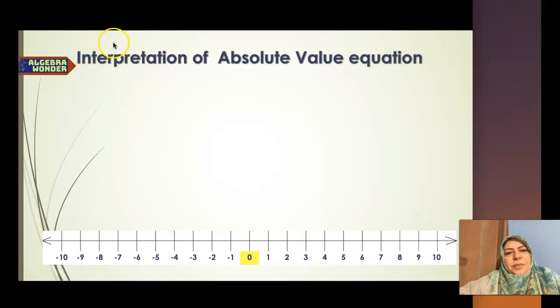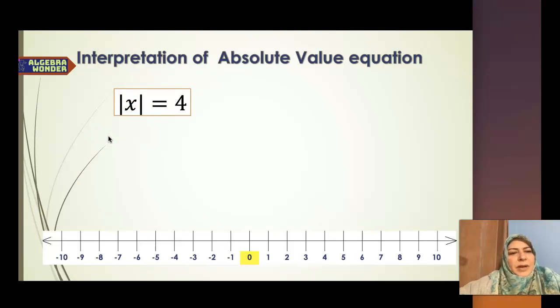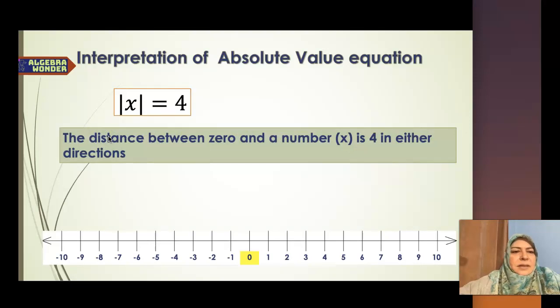So what is the interpretation of absolute value? Here, the absolute value of X is 4. This is an absolute value equation, and I'm trying to find what X is. So here is the meaning of it: the distance between 0 and a number X is 4, in either direction. So what can this X be?